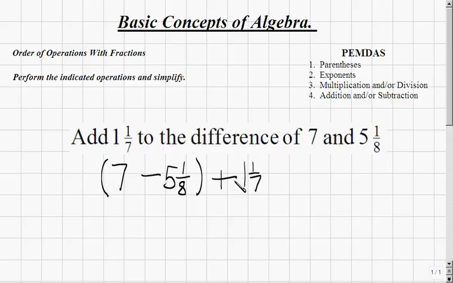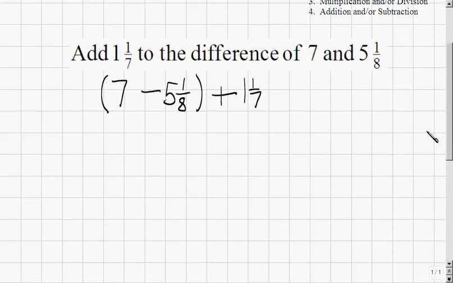Alright, using order of operations, we're first going to simplify the fractions within the parentheses, come up with a single fraction, and then from there add 1 and 1/7 to it for our final answer. For us to do this, it would be best if each one of our numbers was represented as an improper fraction. So we're about to convert the mixed numbers 5 and 1/8 and 1 and 1/7 to improper fractions. To begin, we can write 7 as 7 over 1, since any number can be written over 1.